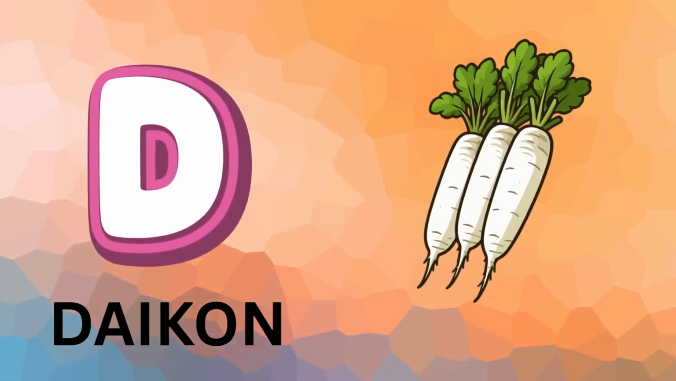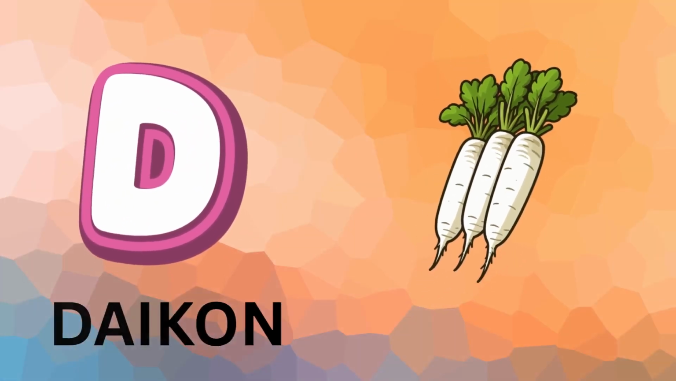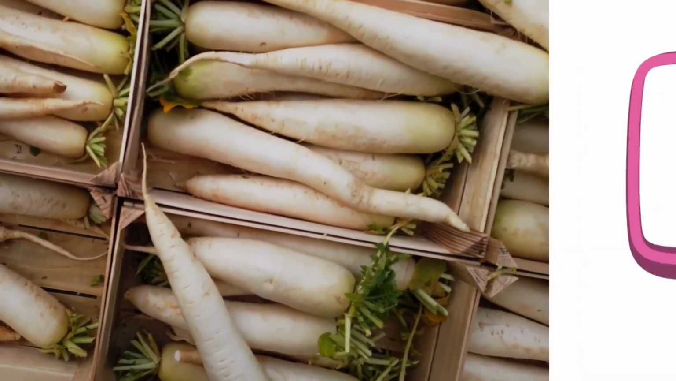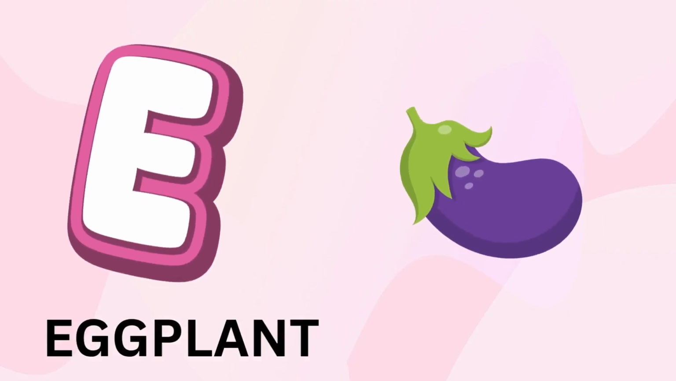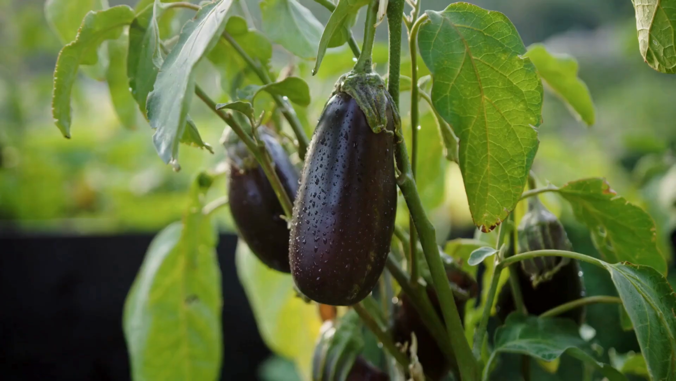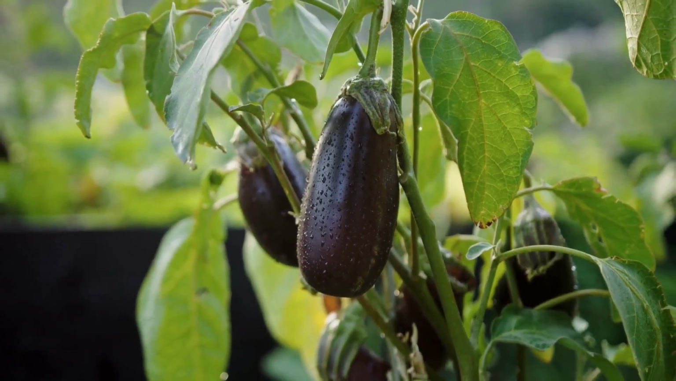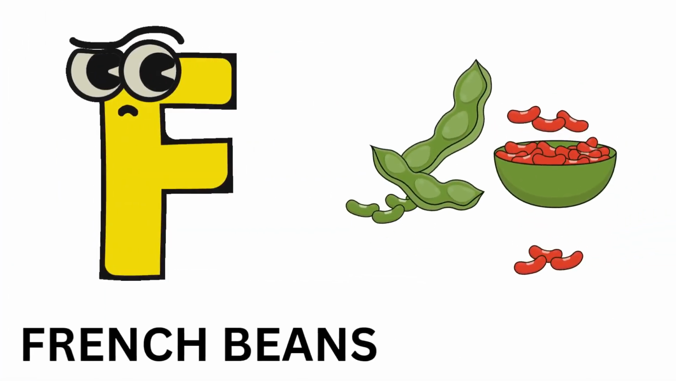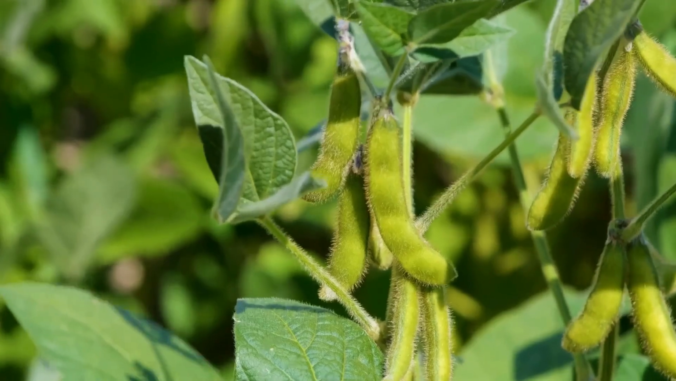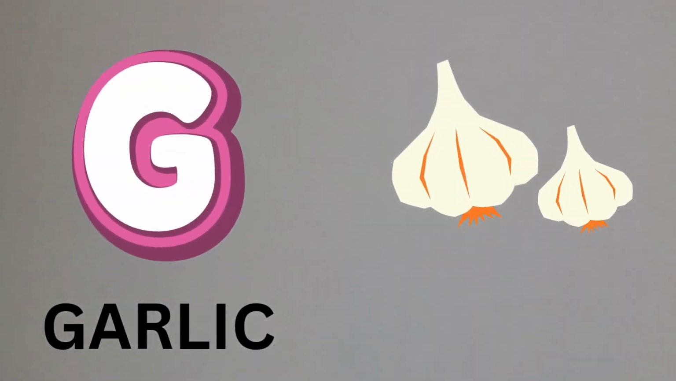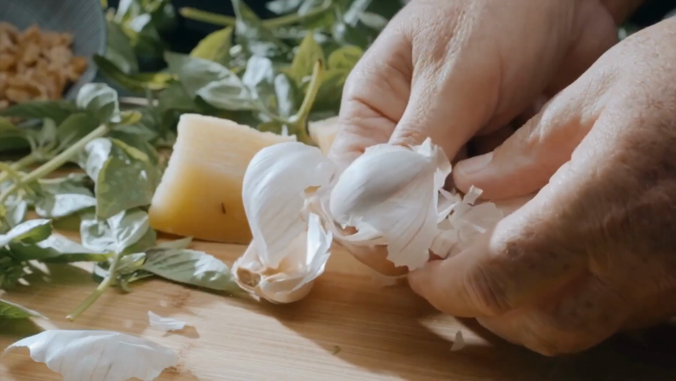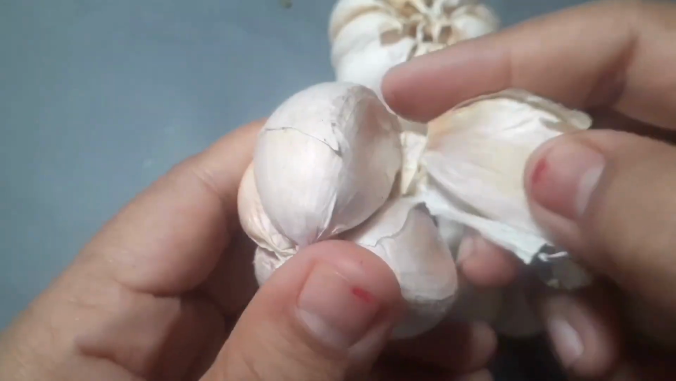D is for daikon. Daikon. D is for daikon. E is for eggplant. Eggplant. E is for eggplant. F is for French beans. French beans. F is for French beans. G is for garlic. Garlic. G is for garlic.